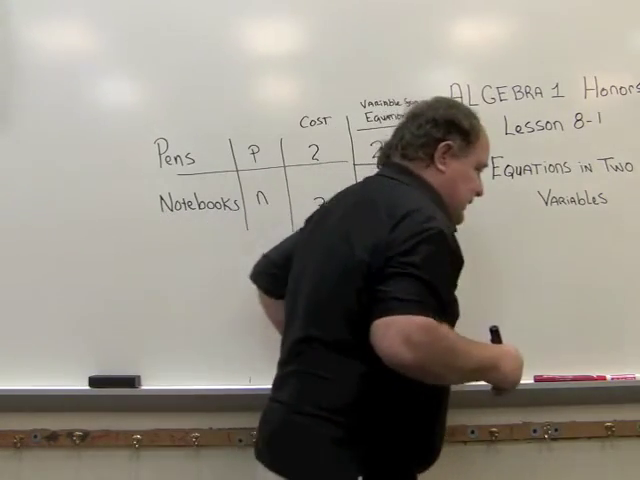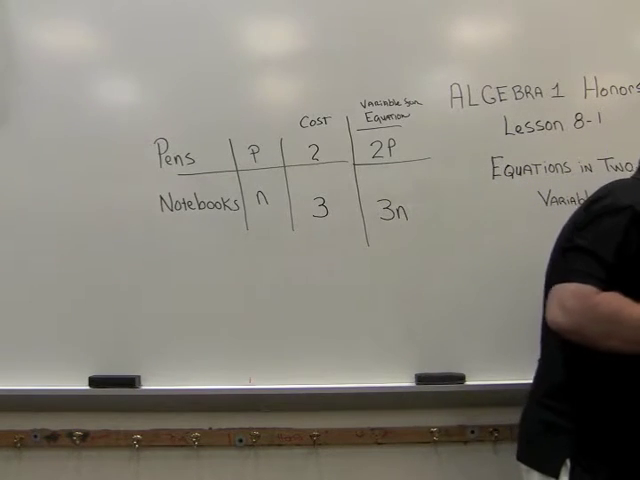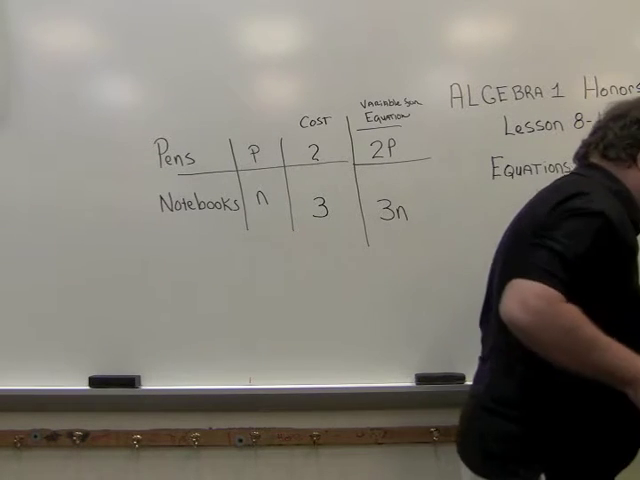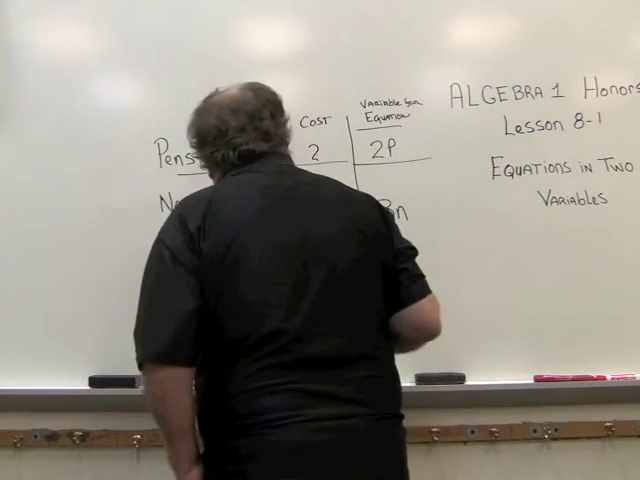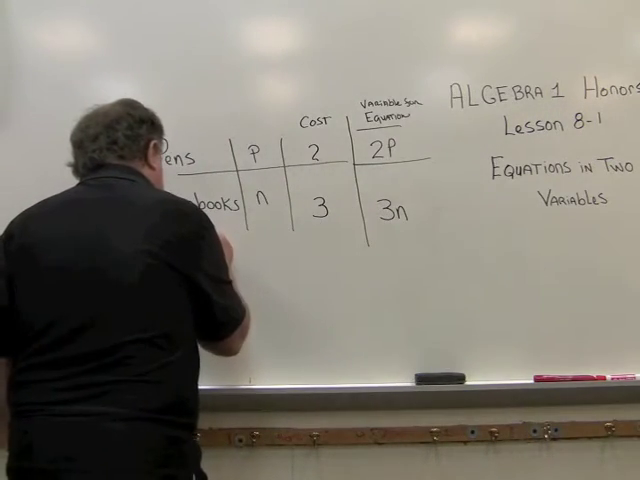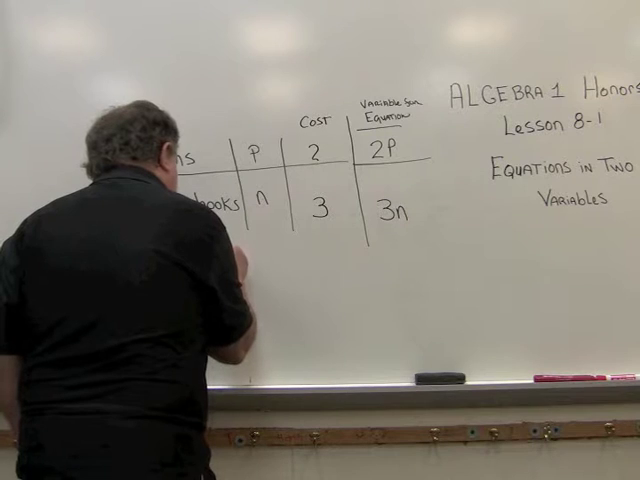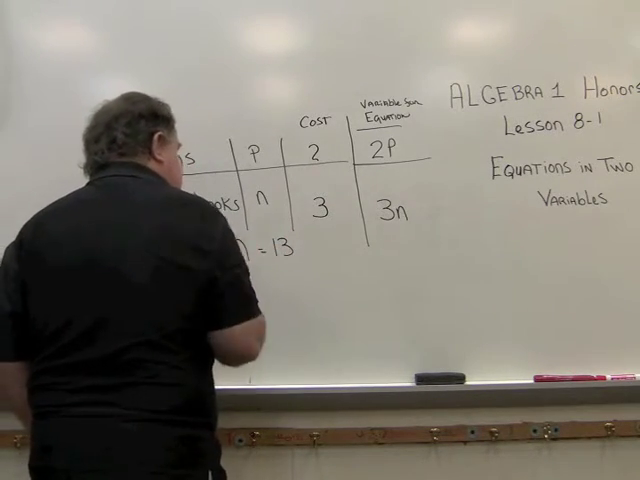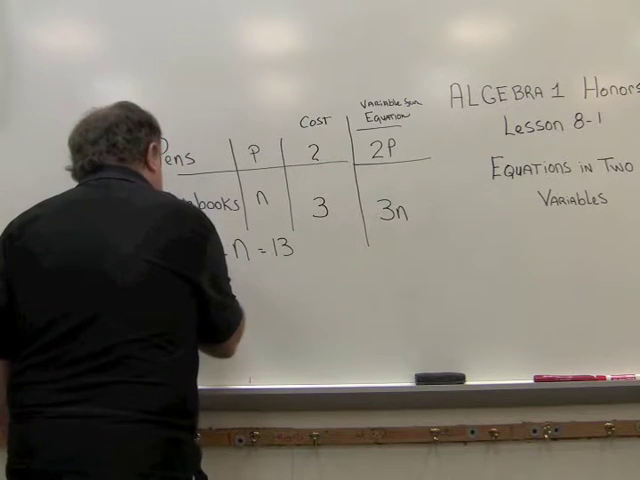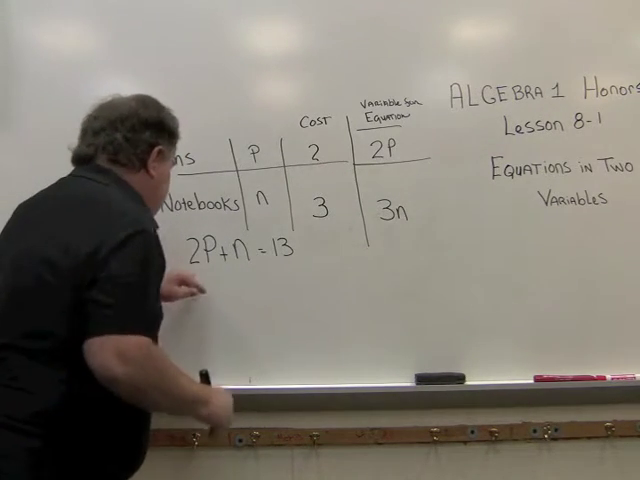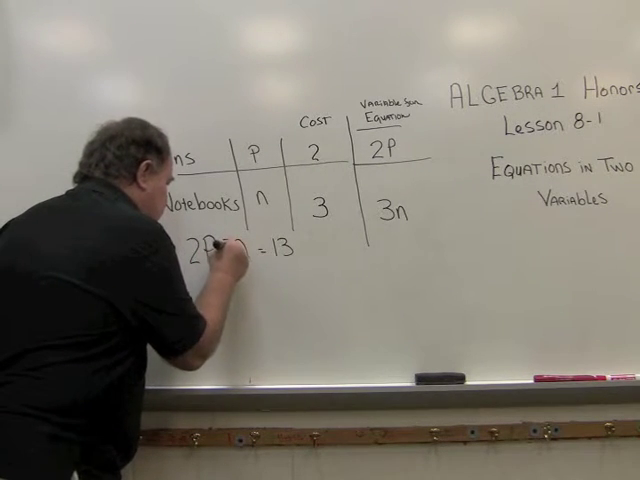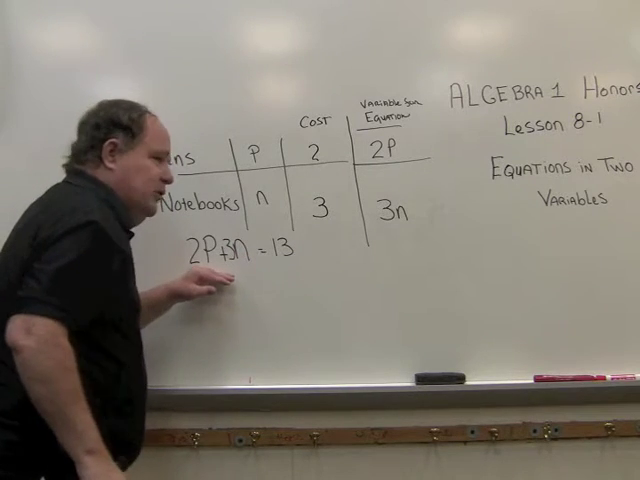Now it says one last thing. You have to read these very carefully. It says Dawn spent $13 on pens and notebooks. So pens plus notebooks are going to cost $13. But how much does a pen cost? Pen costs $2, so we have to put this 2 here. 2 times the number of pens is going to be money. And over here we have to put our 3 here, 3 times the number of notebooks. Okay, so that's our equation.